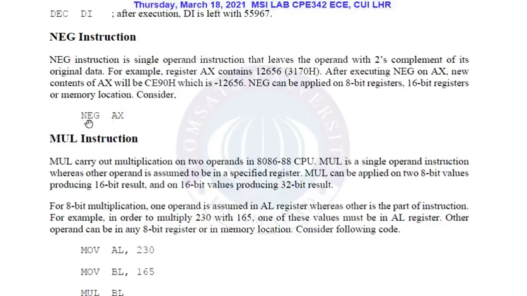So basically, if I take the example of NEG AX, that command will execute and perform the 2's complement of AX, and the 2's complemented answer will be stored in the AX register.